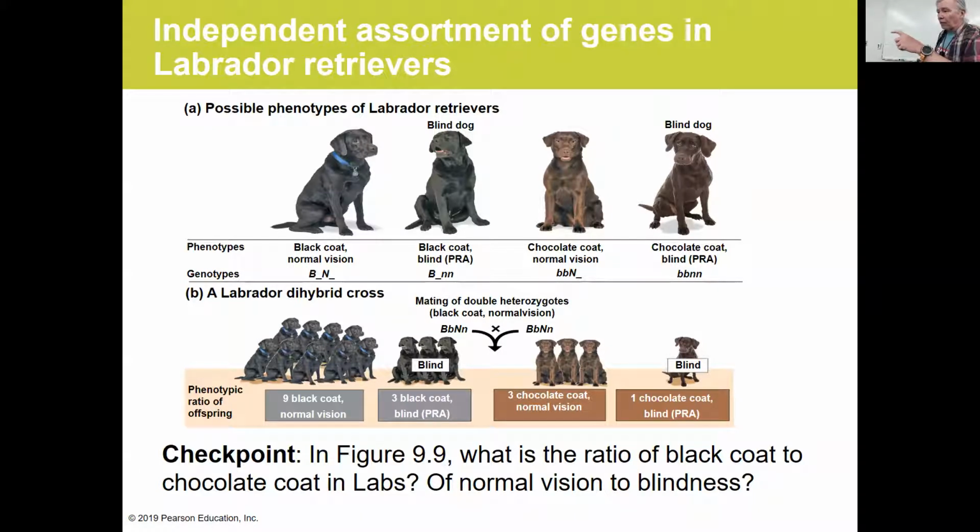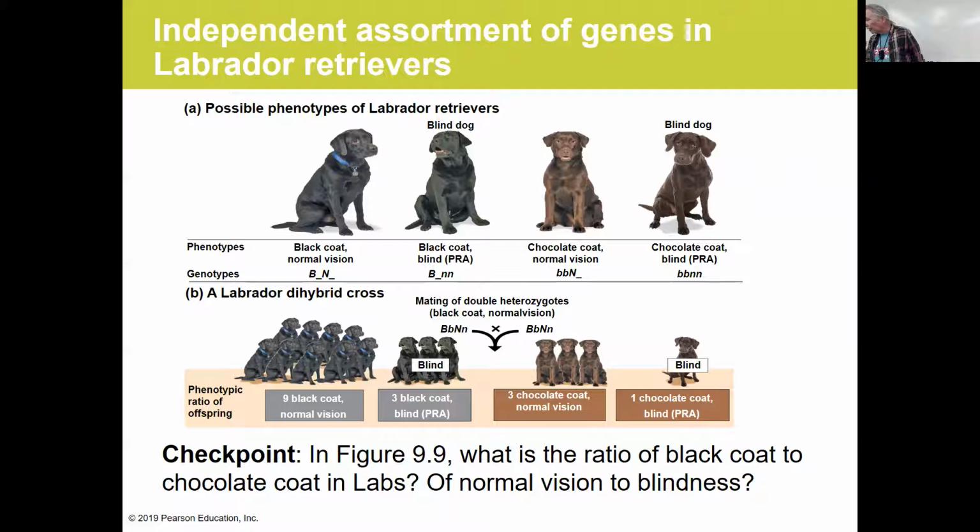Now, black coat blind. Black coat means it's got to have at least 1 big B, right? But since it's blind, the other locus has to have 2 small letters. So big B something, small n, small n. Then chocolate coat, normal vision. Chocolate coat can have 2 small letters. That's recessive, so small b, small b. But it has normal vision, so it's got to have a big N and something else. And then finally, the chocolate coat blind, that's all small letters. Small b, small b, small n, small n.